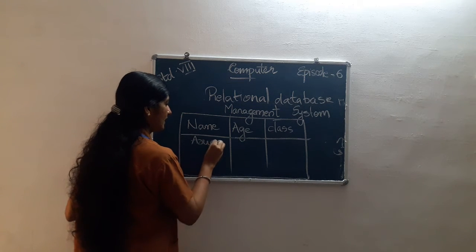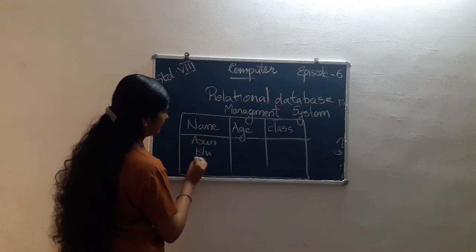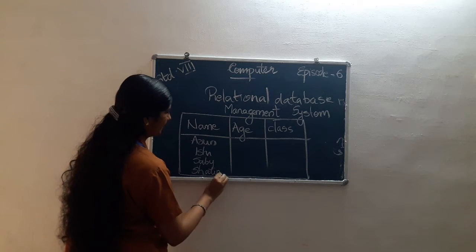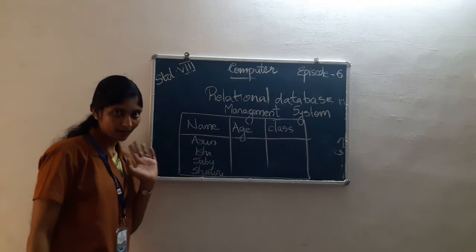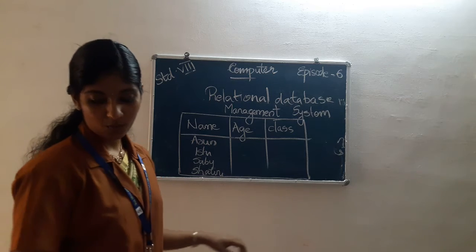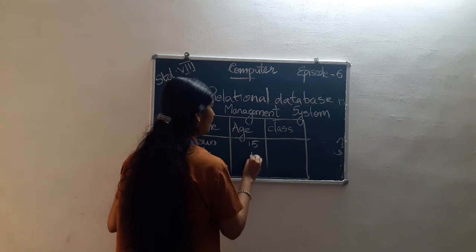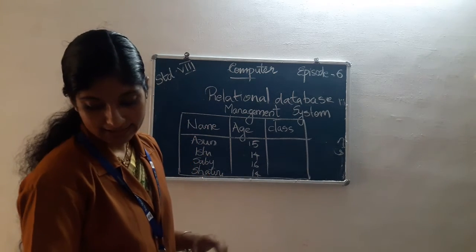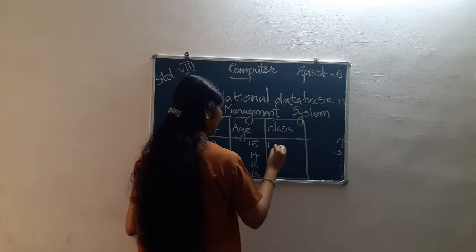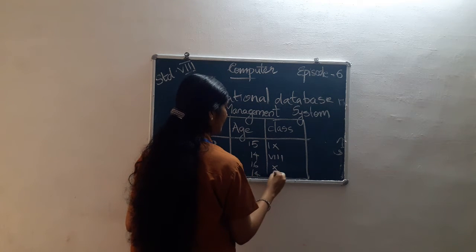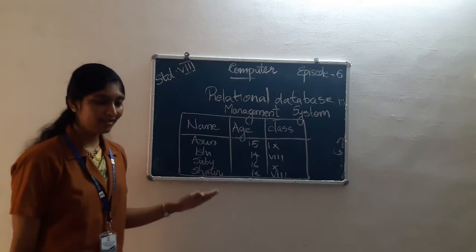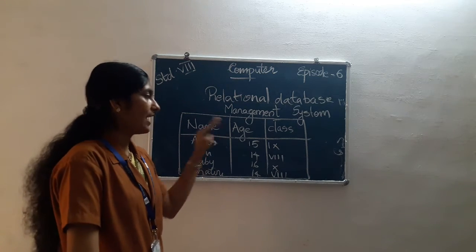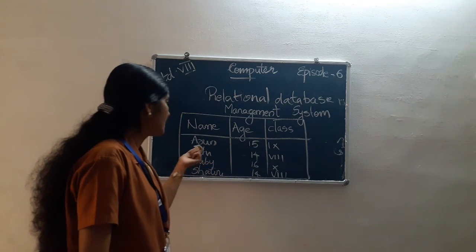Arun, Ishi, Sabi and Shalini. These are the 4 students' names, right? Then age is 15, 14, 16, 14. Then class 9, 8, 10, 8. So this is a table. It contains 3 details of the students: name of the students, age of the students and class of the students.